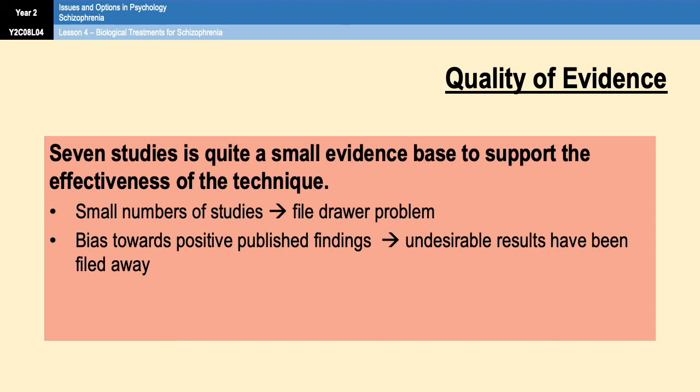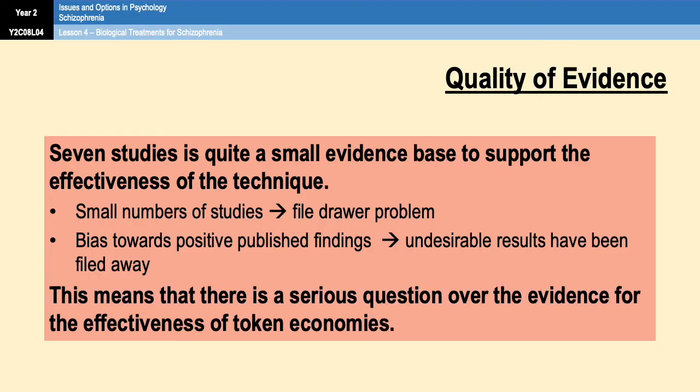So if you've only got 7 studies that have got good quality results, or good quality studies that have got positive results, then actually, where are the rest of the studies? Chances are those studies have been put in a drawer somewhere because actually their results maybe aren't very good. So that means that there is a serious question about the evidence of the effectiveness of token economies, because 7 studies is not a massive amount, and it raises the question as to where the other studies are and whether or not those studies actually had undesirable results rather than positive results.